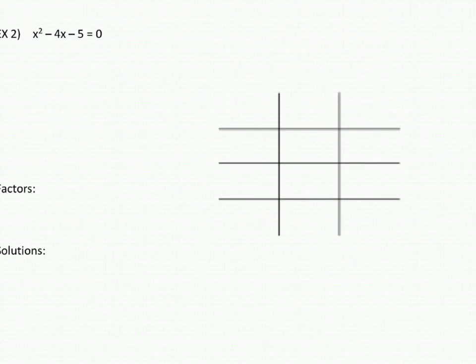Okay, we're going to try this one again. The first thing, if I want to find my solutions by factoring, I have to make sure that it's set equal to 0, which it is. All right, now I look for a greatest common factor. Well, I know this is a 1x squared, so I don't have to worry about it. I can go ahead straight tic-tac-toe.